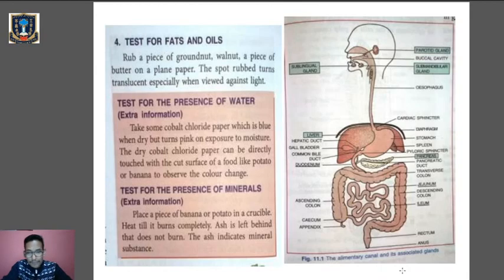Okay. Then you have a test for fats and oil. Just drop a piece of groundnut, walnut, or a piece of butter on a plain paper. The place where we have rubbed that groundnut, walnut, or butter will turn translucent, especially when viewed against the light.